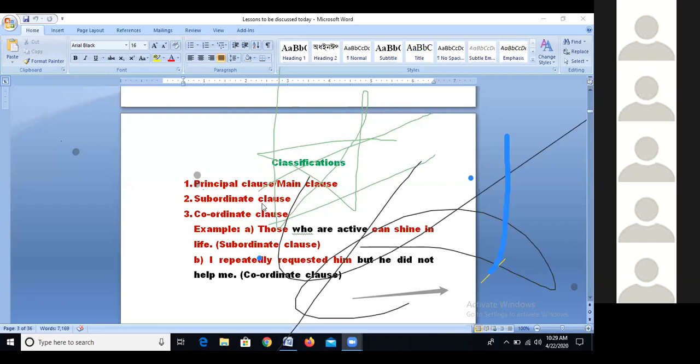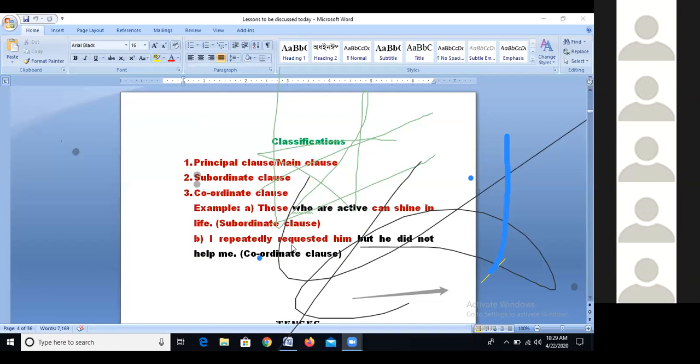You must not say subordinate clause depends on principal clause. Why? Because sometimes it is found that subordinate clause depends on a coordinate clause. If you find a complex compound sentence, or if you find a big sentence, then you will find that subordinate clause depends on sometimes a coordinate clause. So subordinate clause is a clause which depends on other clauses. And coordinate clause is introduced by coordinating conjunction.